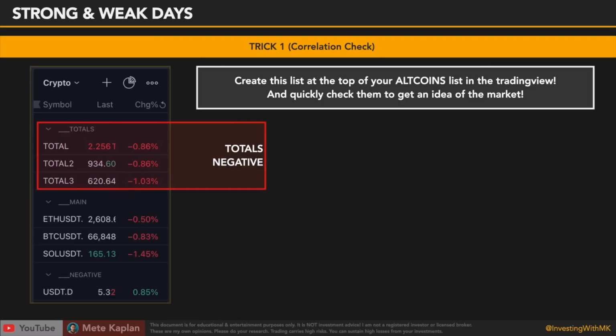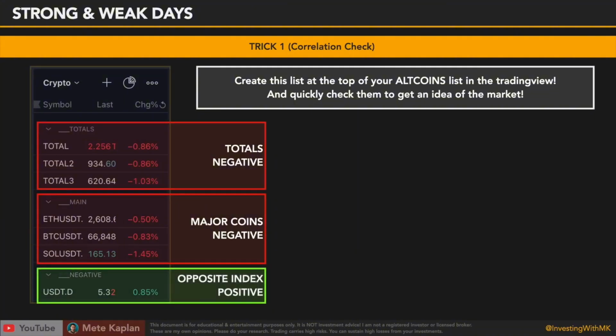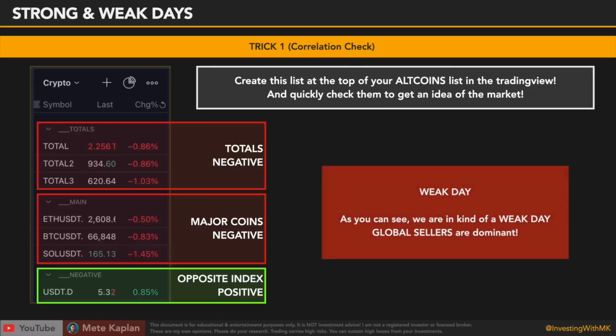As you can see right now today, totals are negative, around minus 1%. Major coins are also negative, around minus 1% as well. And the USDT dominance, which is the negative correlation, is positive, around plus 1%. So, what does this indicate to me? It means that today is overall a weak day. Sellers are more dominant than the buyers today.